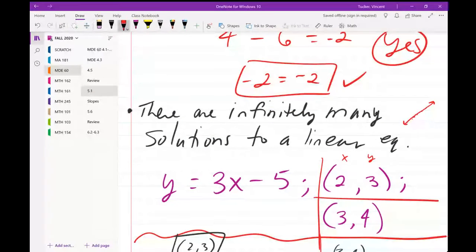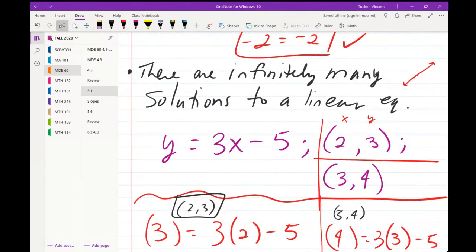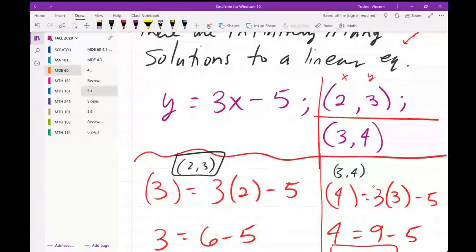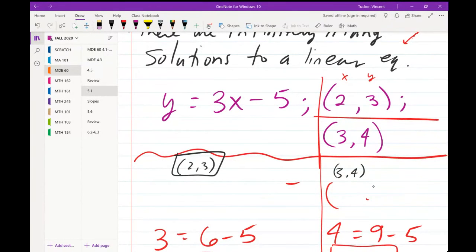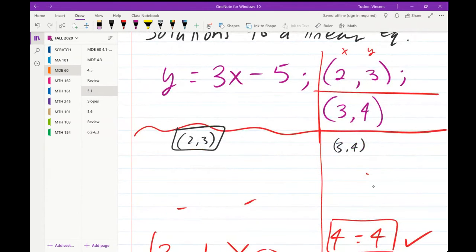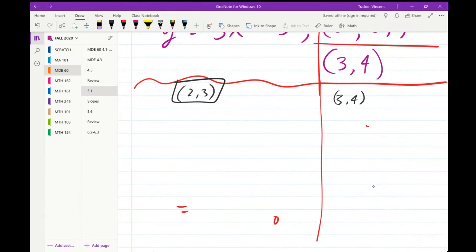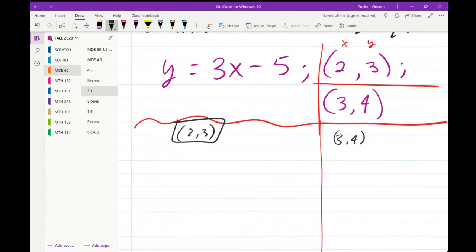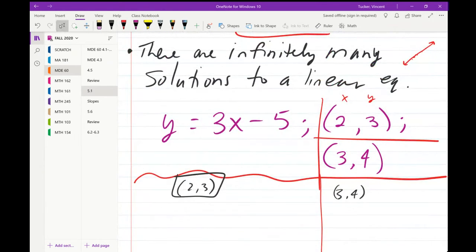All right, so let's try it again, just to make sure we're good. This time we have 2 ordered pairs that we want to try. All right, so our equation is y equal to 3x minus 5. First ordered pair that we want to try is (2, 3).